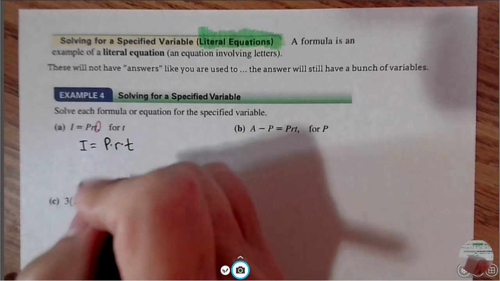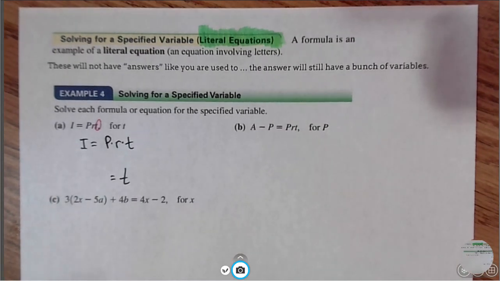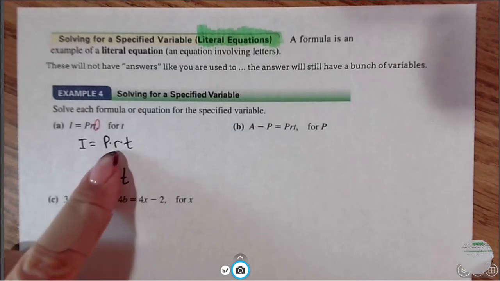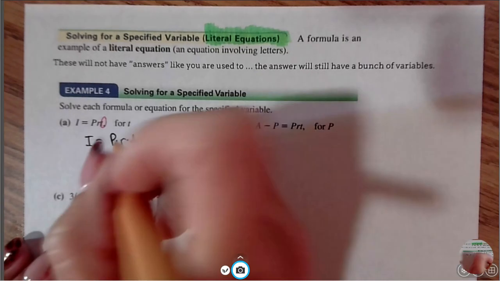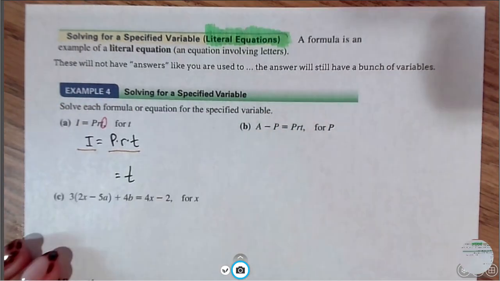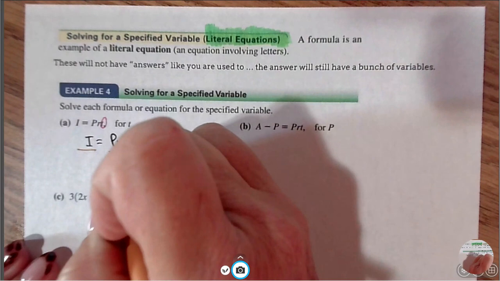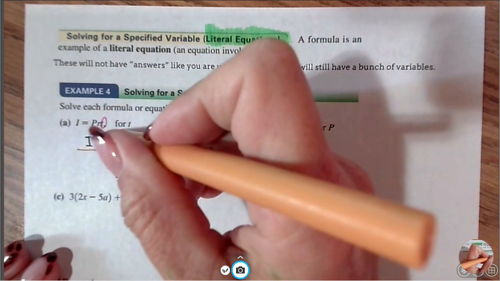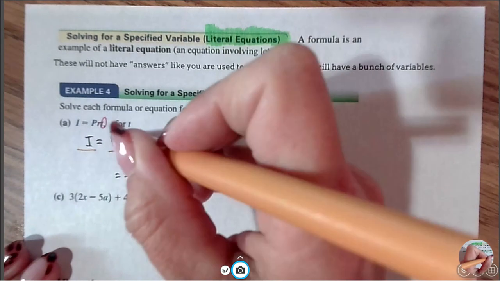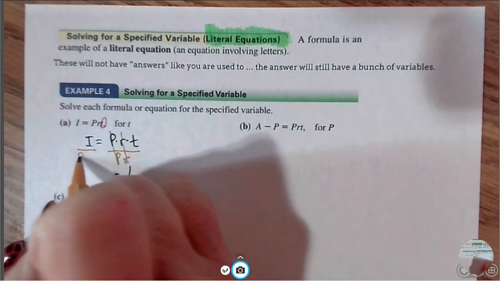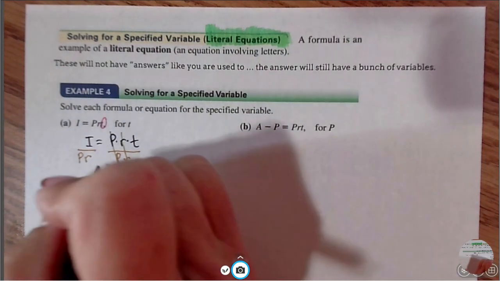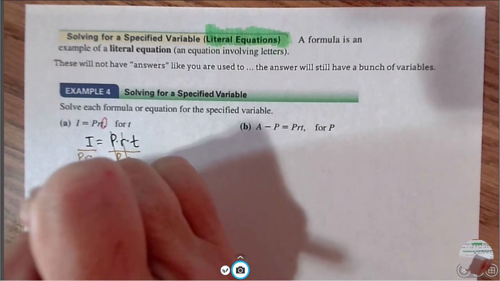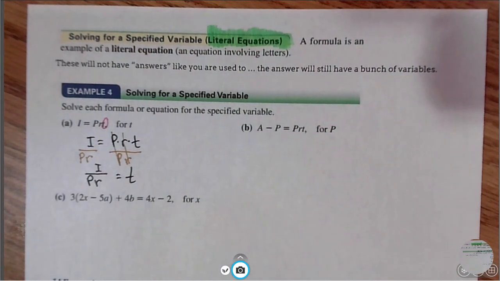And what I'm wanting is to have t by itself. So I have p times r times t right now. In order for me to have t isolated, I need to be dividing. Since I have two things that are multiplied, I'm going to go ahead and divide by both of those things at the same time. So I'm going to divide by p, which will cross off that p. I'm going to divide by r, which will cross off that r. But I have to do that on both sides. And that's basically all we have to do on this problem. The answer is going to be t is equal to I over p times r. That's it.